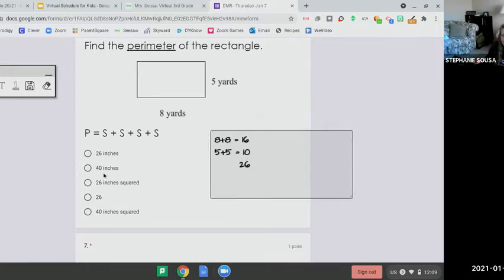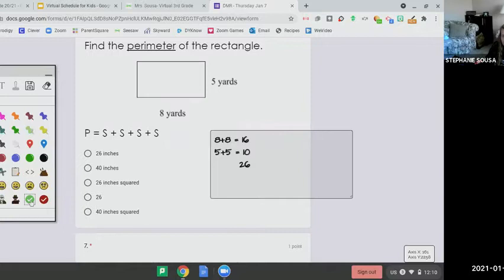And again, it says inches and it should have said yards. Kiddos, I apologize. Find the perimeter of the rectangle. We have here yards. You should have selected 26 yards, but it's not there, so you would have selected inches, the one with the label. I need to double check the quiz, make sure that that's good to go. Now I'll also communicate with our creator of these to check that.